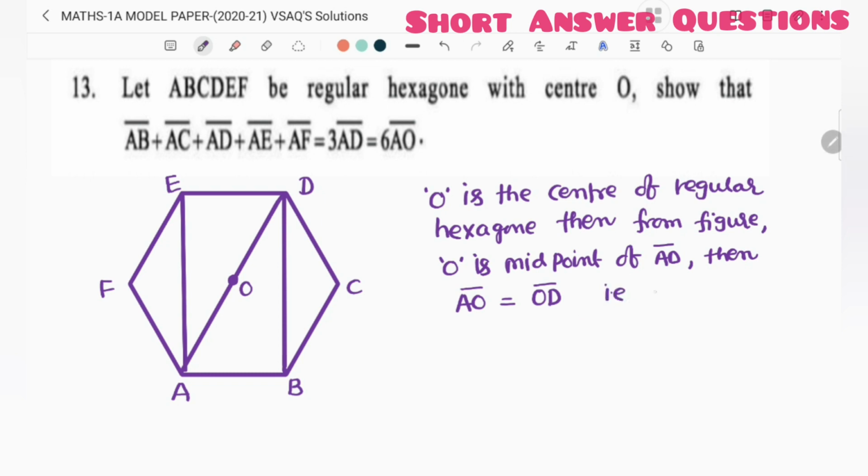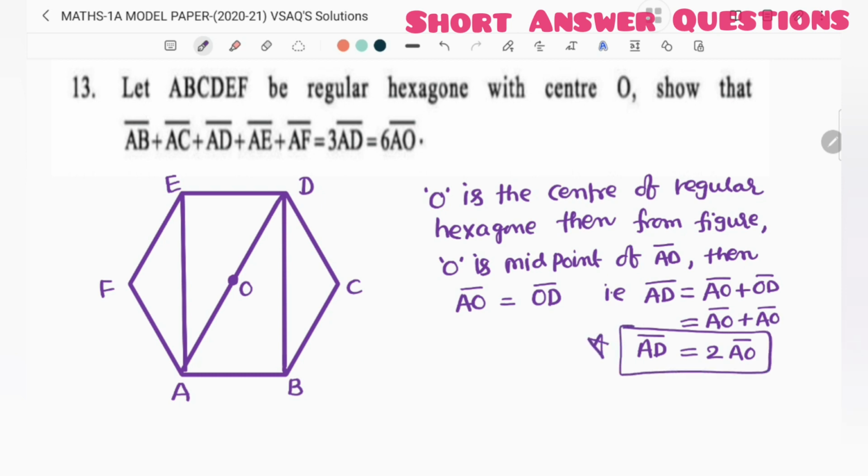That is, AD can be written as AO plus OD. In place of OD, you can write AO, AO plus AO. Why? Because AO is equal to OD. In place of OD, I kept. So 2 times of AO. So AD bar is equal to 2 times of AO. This result we will use in the coming steps.